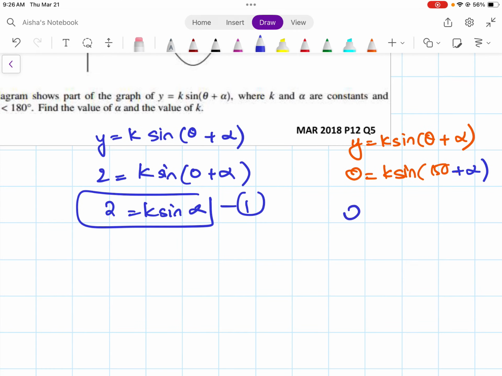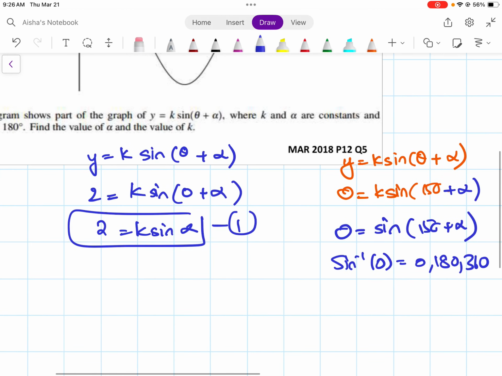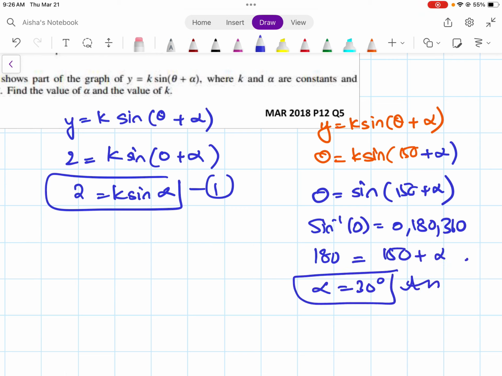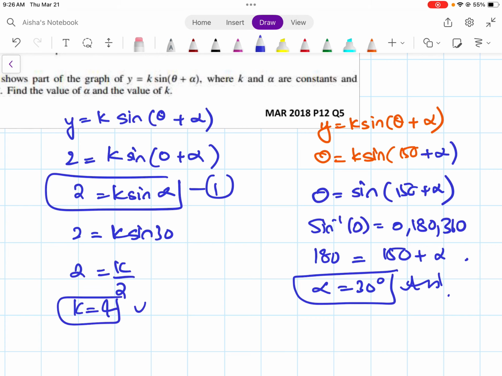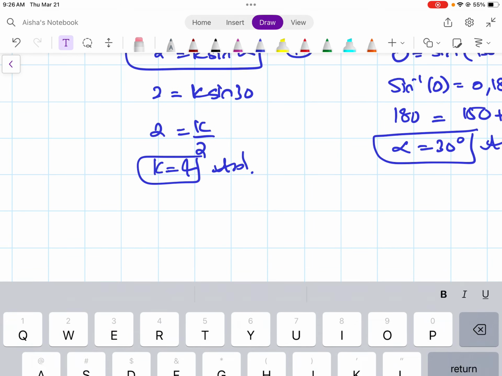Alright, now you know 0 upon k is 0. And sine inverse 0 has many values. Since it's the second point where it's coming at 0, I'm going to consider 180. Now put in alpha as 30. Let's move on to the next question.